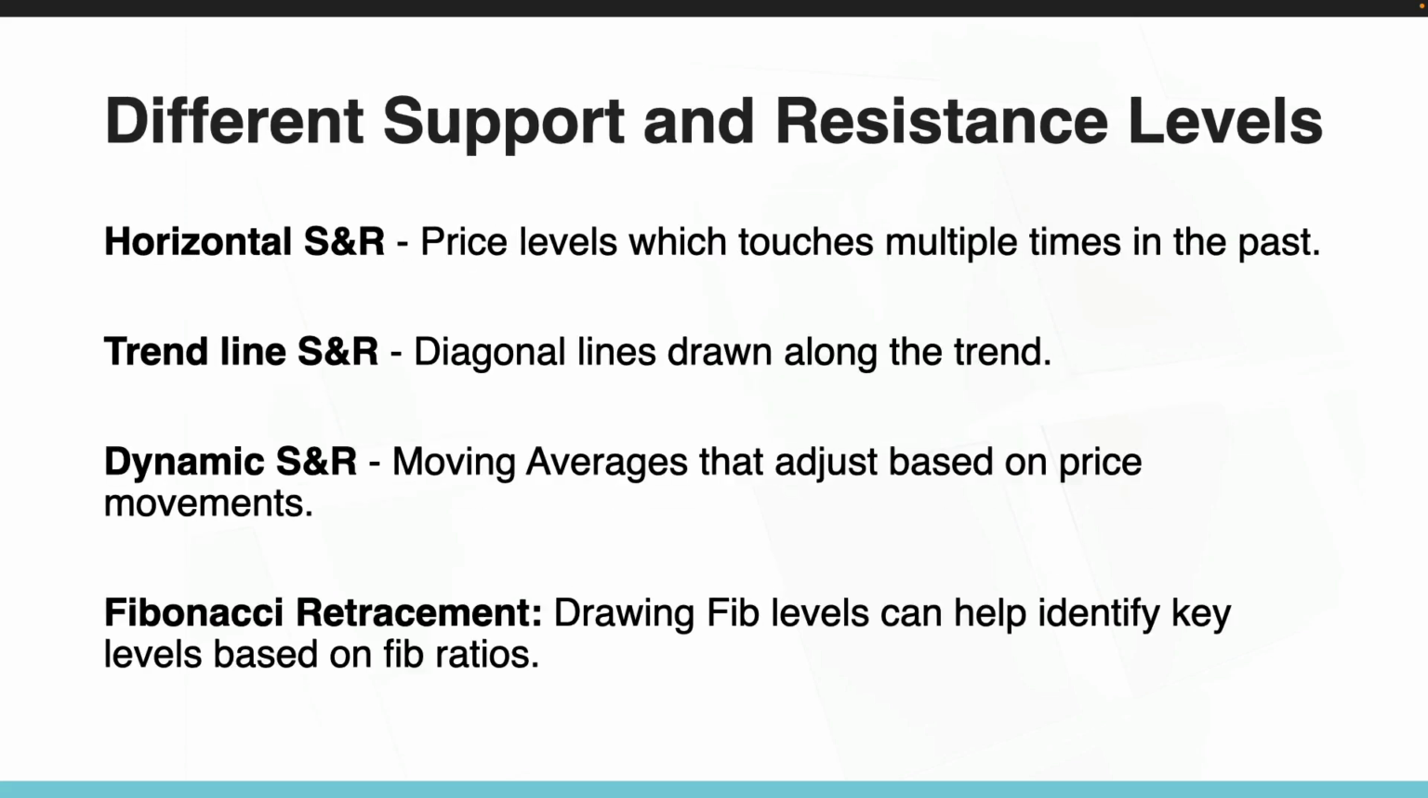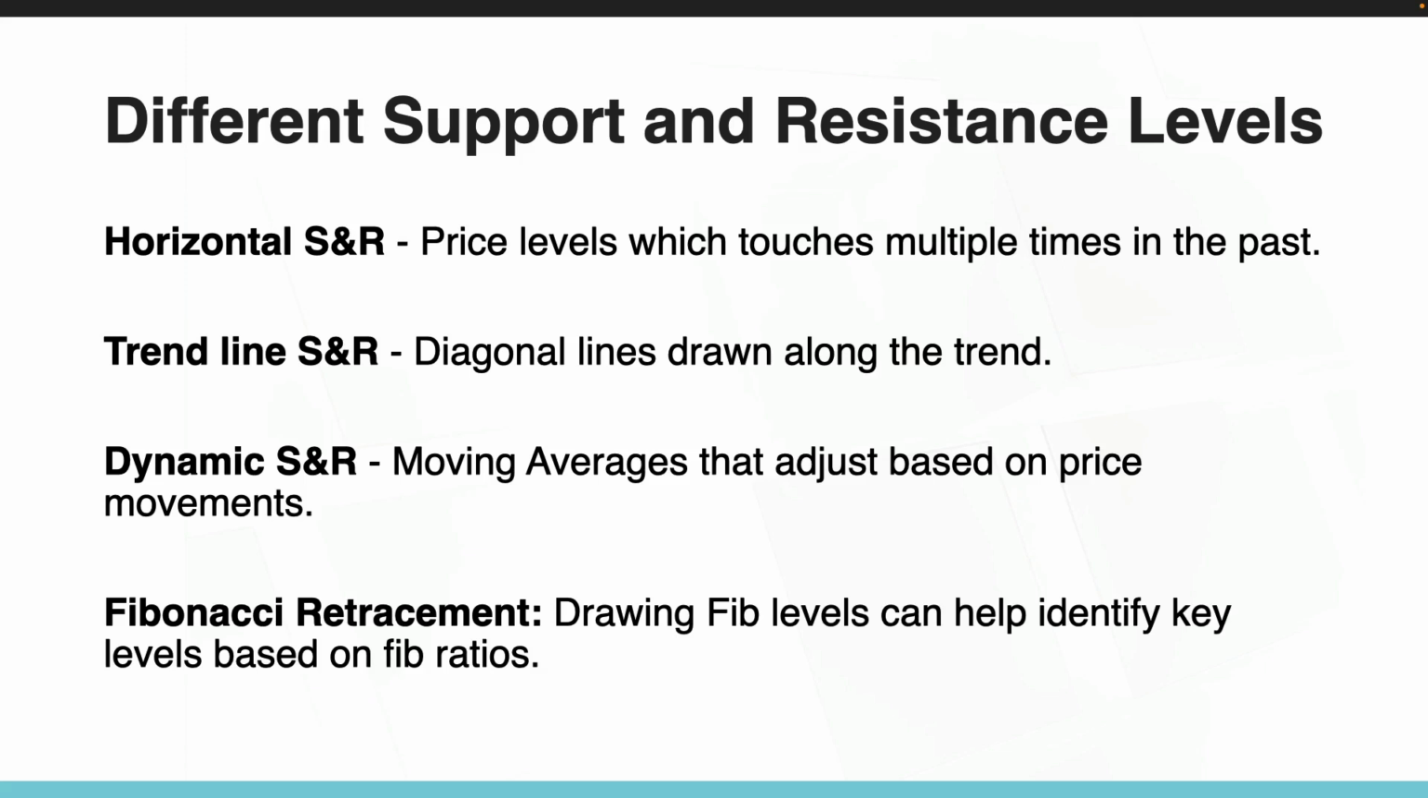Now, there are different types of support and resistance levels depending on how you draw them out, and everyone draws them a little differently, and there's no exact way to do it. But we have the horizontal support and resistance, which are price levels that have acted as support and resistance multiple times in the past, like what we've seen earlier. We also have trend line support and resistance, which is a diagonal line drawn along the trend line indicating areas of support and resistance. We have dynamic support and resistance, and most often used are moving averages or some kind of trend indicator that adjusts based on price movements.